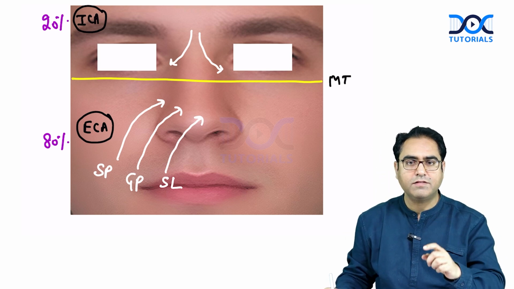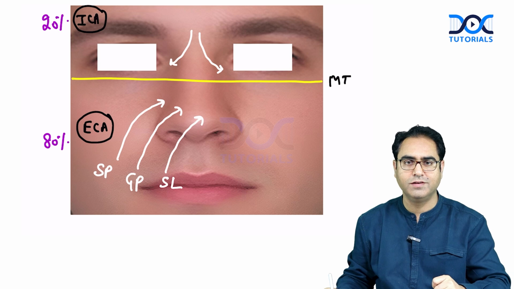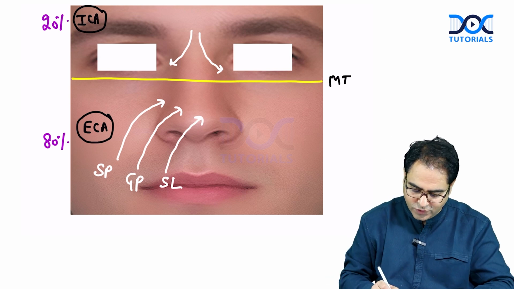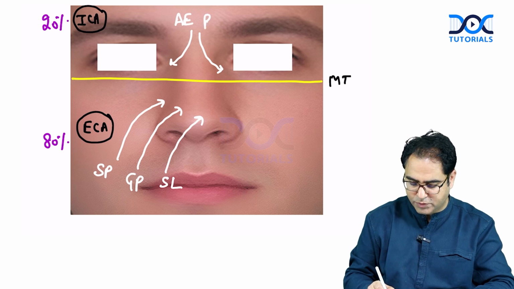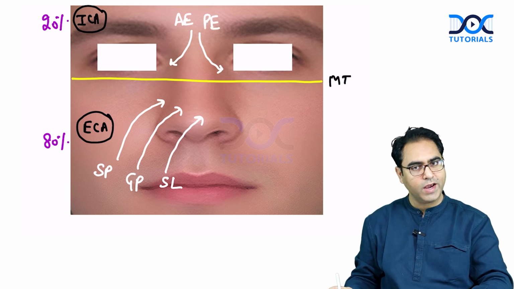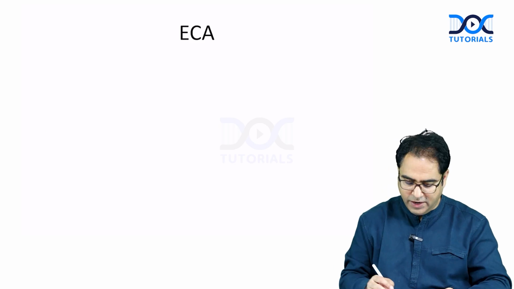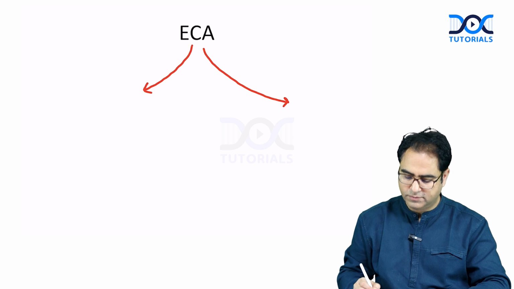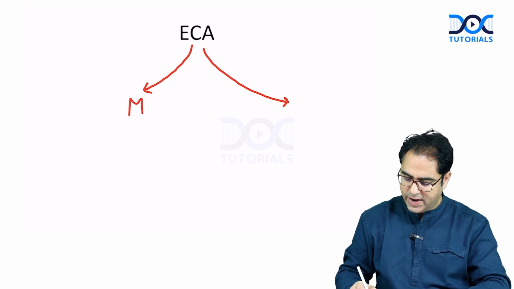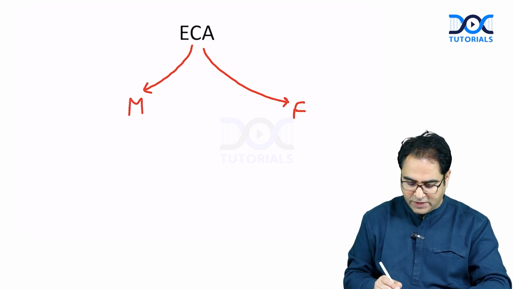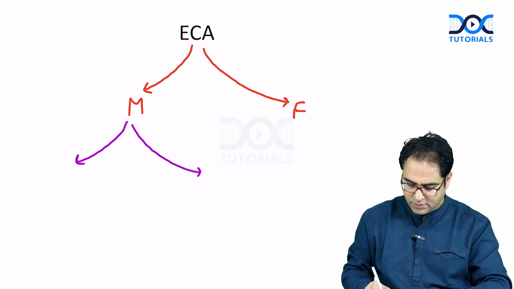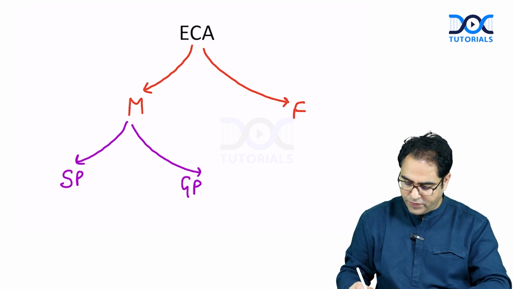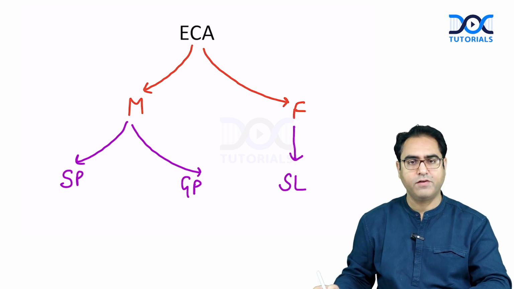Now, let us guess the 2 branches coming from the ICA circulation. Anybody, which bone is between the 2 orbits? Yes, ethmoid bone. So, the names of the arteries will be anterior ethmoidal artery and posterior ethmoidal artery. Okay, it's easy. So, let us see the ECA circulation, which is 80% of total circulation. From ECA come 2 branches, maxillary artery and facial artery. From maxillary come 2 branches, sphenopalatine artery and greater palatine artery. And from facial comes superior labial artery.